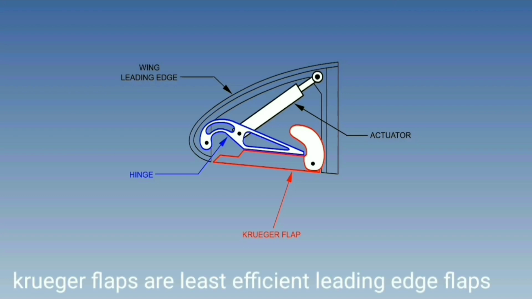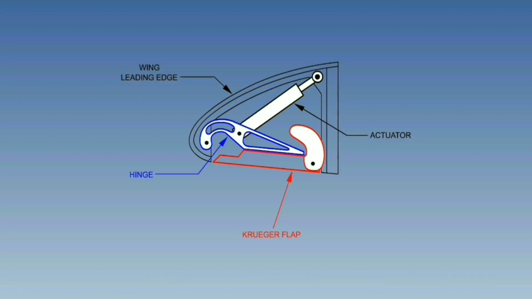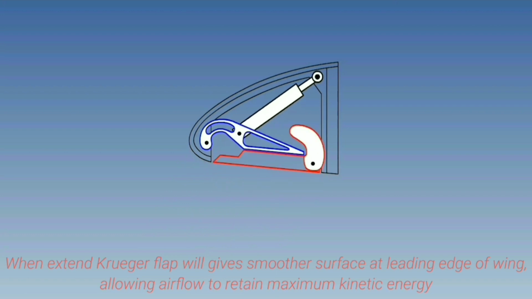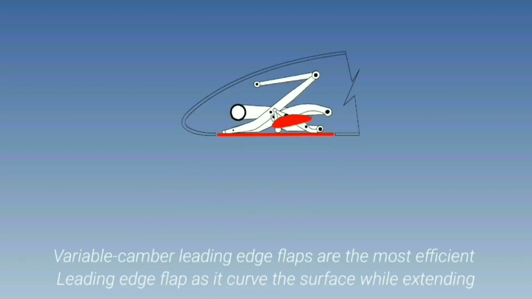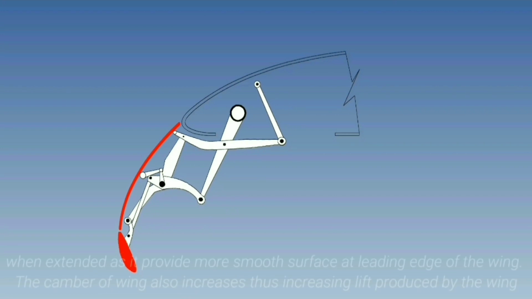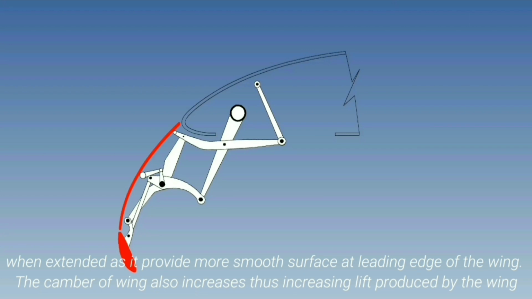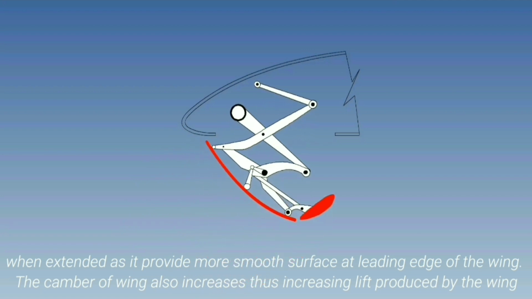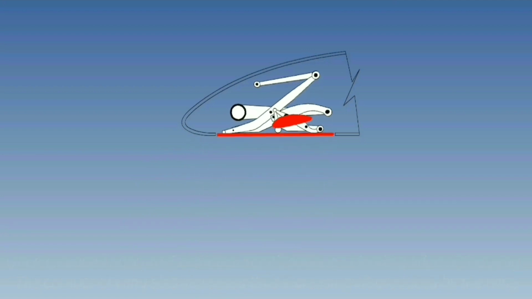Krueger flaps are the least efficient leading edge flaps. When extended, a Krueger flap will give a smoother surface at the leading edge of the wing, allowing airflow to retain maximum kinetic energy. Variable camber leading edge flaps are the most efficient as they curve the surface while extending. When extended, it provides a more smooth surface at the leading edge of the wing. The camber of the wing will also increase, thus increasing the lift produced by the wing.